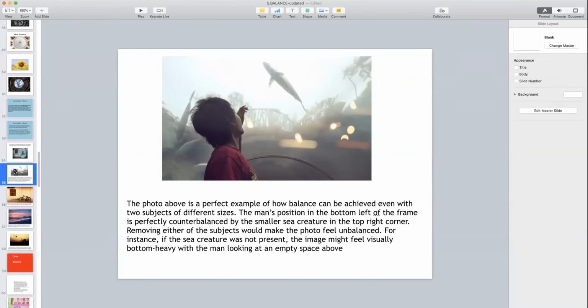So this negative space which is above is being filled with this creature, which is maybe a fish or something else, and then it is being balanced over. So this is an asymmetrical balance which we very often compose.